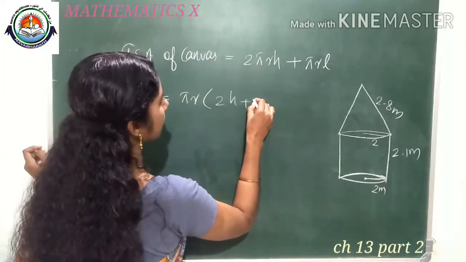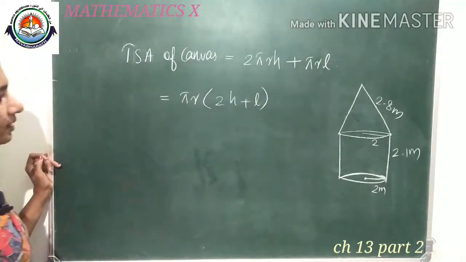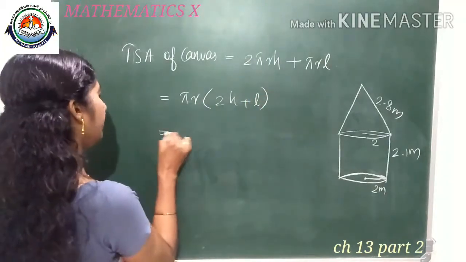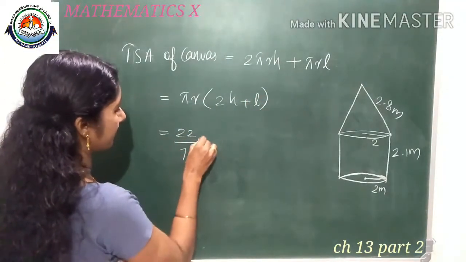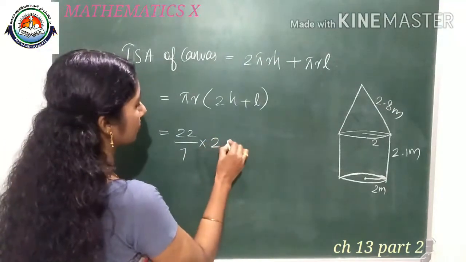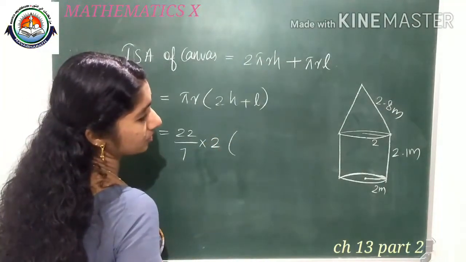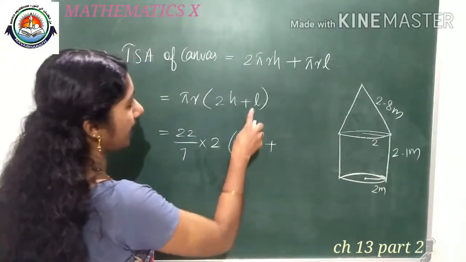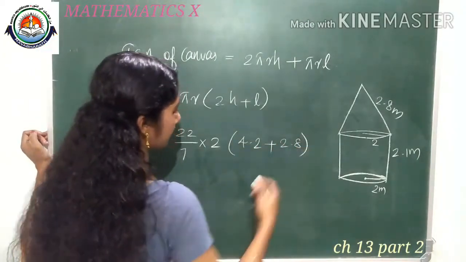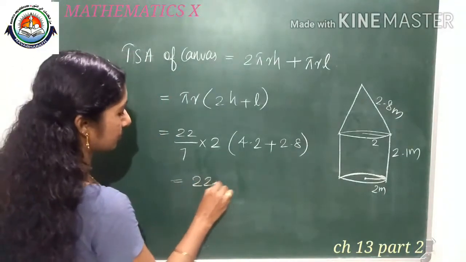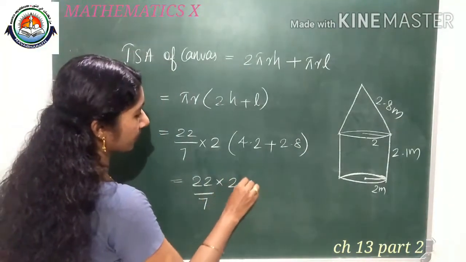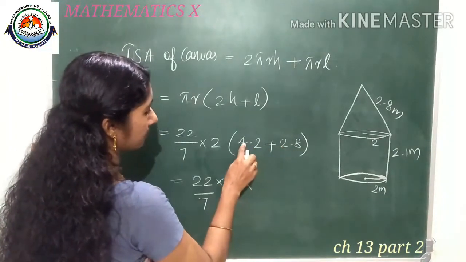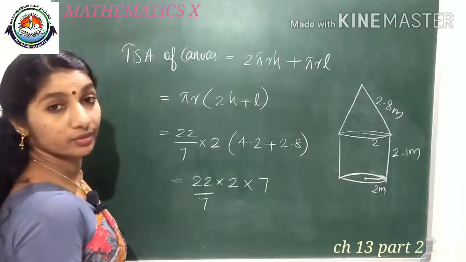2h plus L. Correct now? 2 pi RH plus pi RL. Correct. Then give the value: 22 by 7 into radius is 2 into 2h, 2 into 2.1, 4.2 plus L. L is 2.8. So it is equal to 22 by 7 into 2 into 4.2 plus 2.8, 6 plus 2, 5 plus 2, 7. Okay.